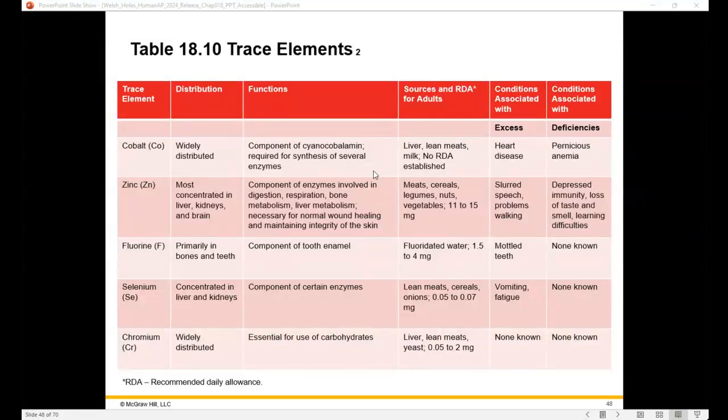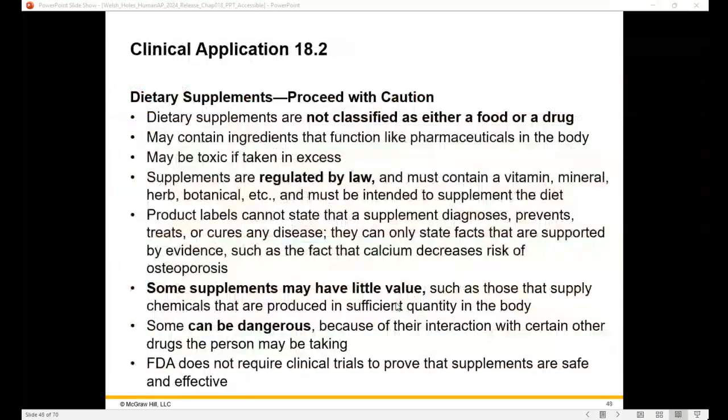Cobalt is a component of cyanocobalamin. It's required for synthesis of several enzymes. Zinc is a component of enzymes involved in digestion, respiration, bone metabolism, and liver metabolism, and it's necessary for normal wound healing and maintaining integrity of the skin. Fluorine is a component of tooth enamel. Selenium is a component of certain enzymes. And chromium is essential for use of carbohydrates.